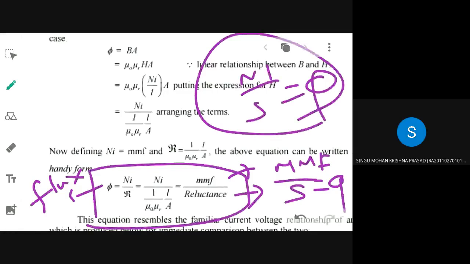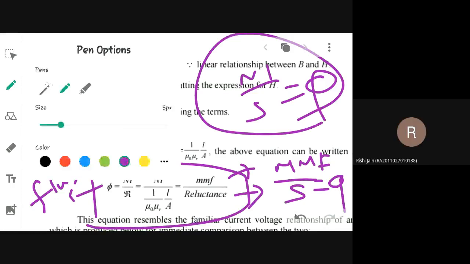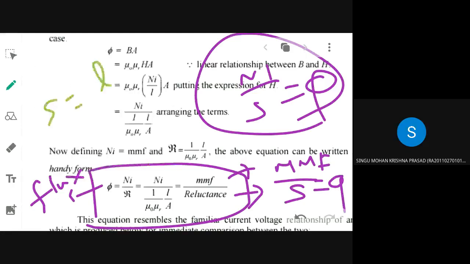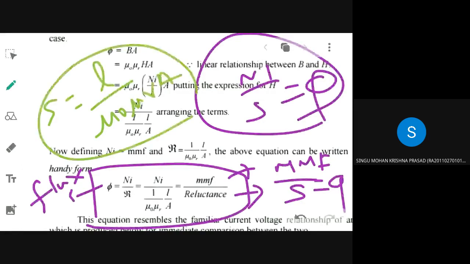Ni by phi, that is, L by mu naught mu r, 1 by mu naught mu r into L. S is equal to L divided by mu naught mu r A. You should not forget the formulas that I am dictating. All the formulas you are required to remember for solving problems.